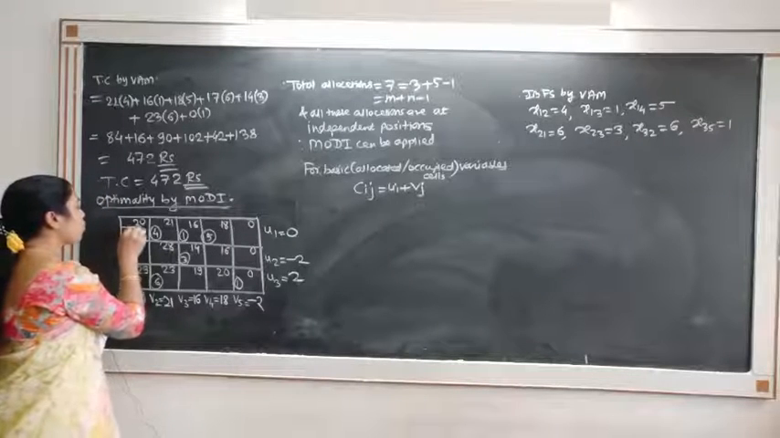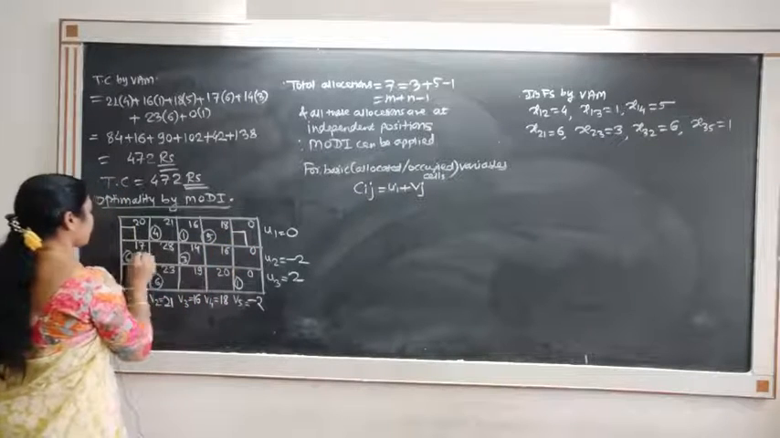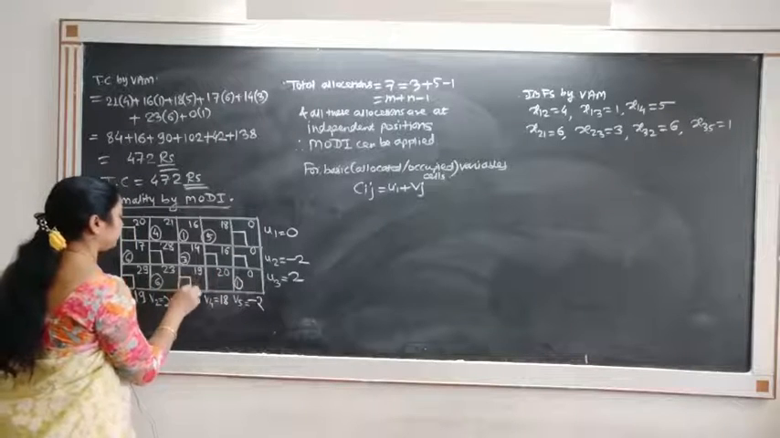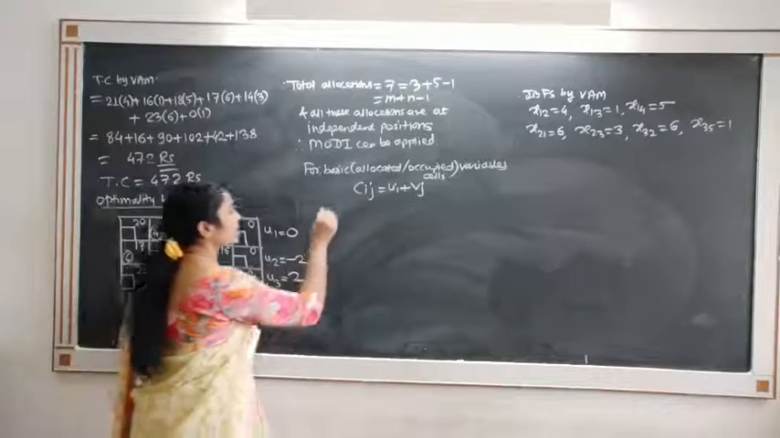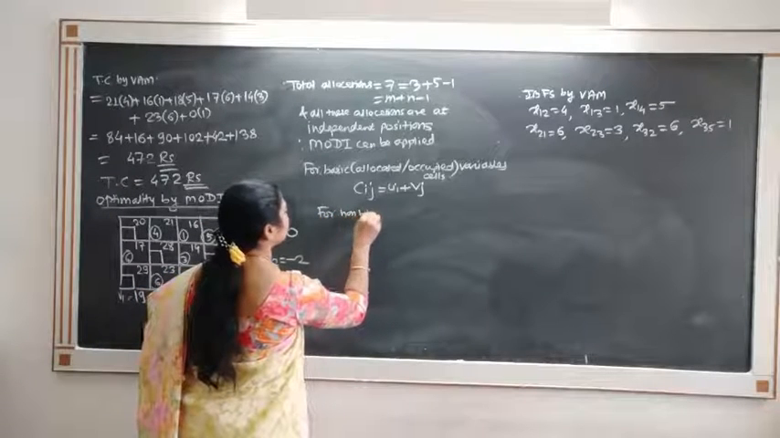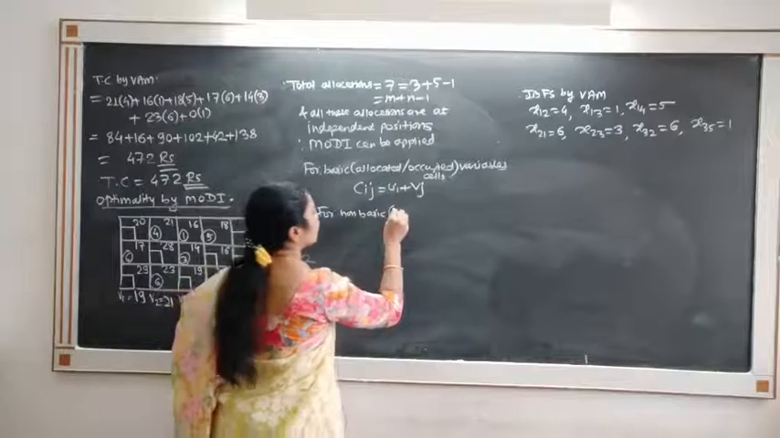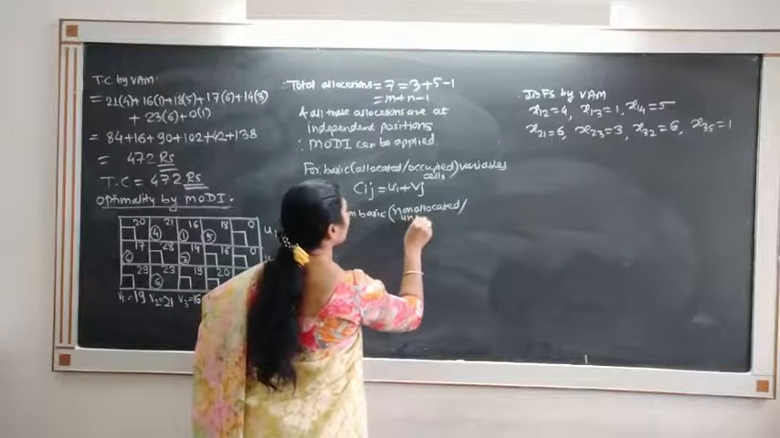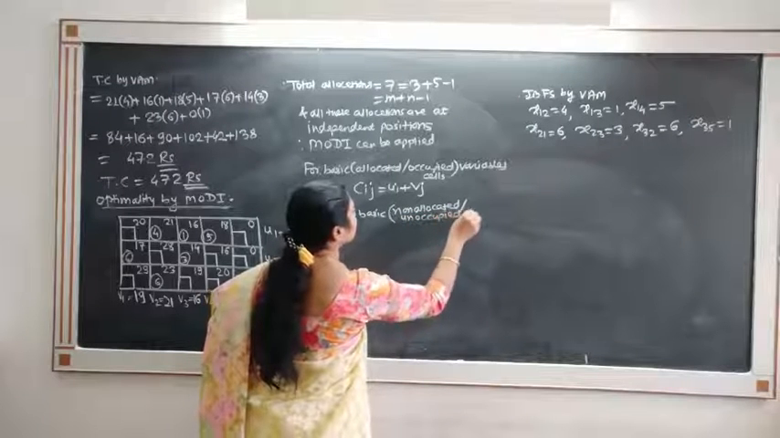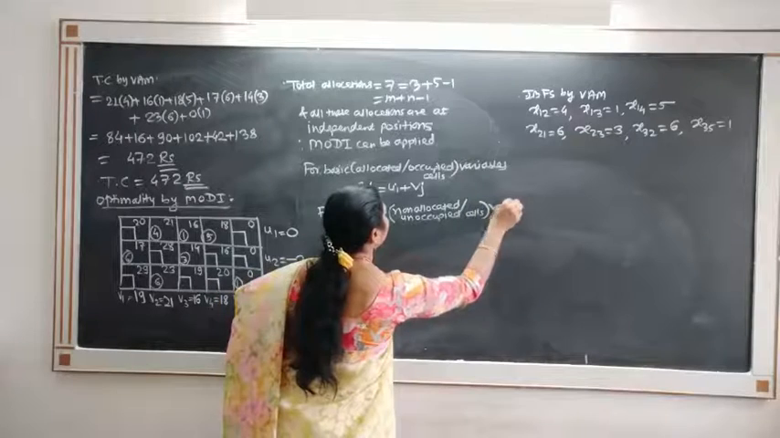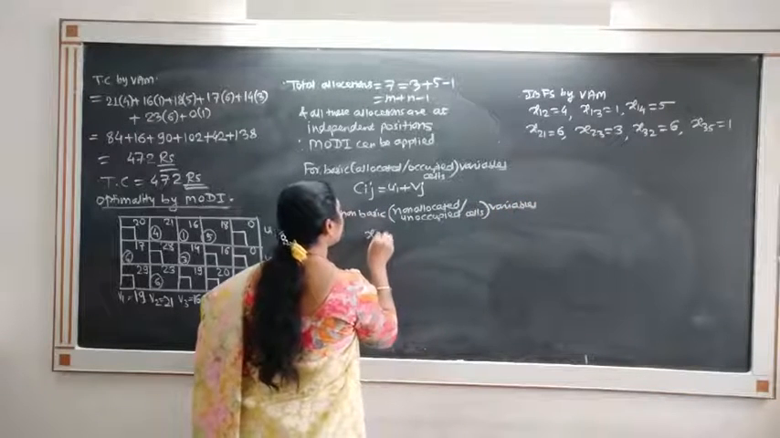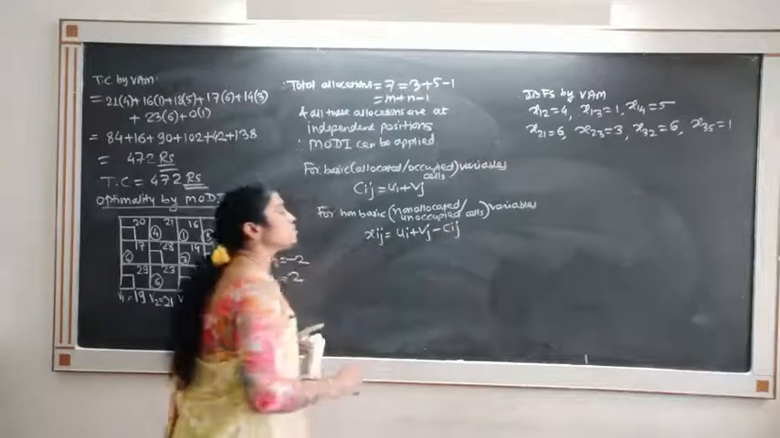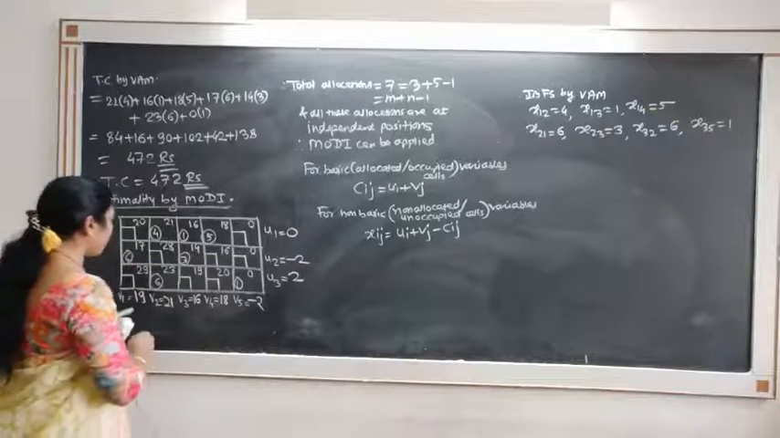Now find the values of non-basic variables. For non-basic variables, that is non-allocated, or we can say unoccupied, the formula is value xij is equal to ui plus vj minus cij. So use this formula and find the values of non-basic variables.